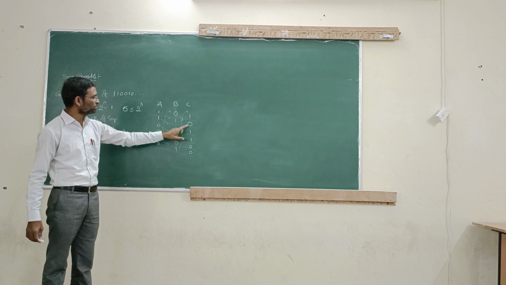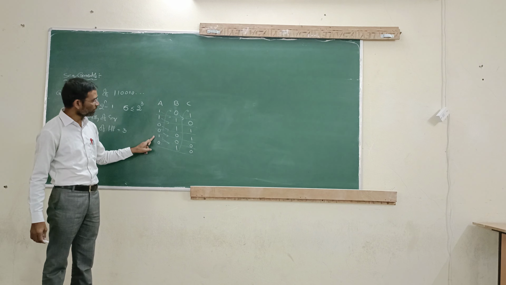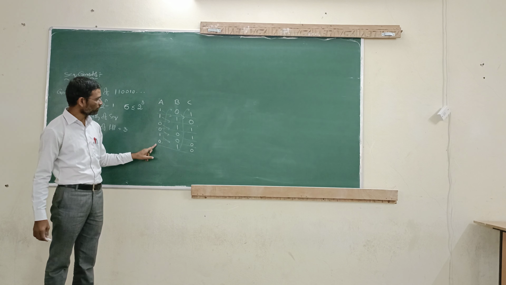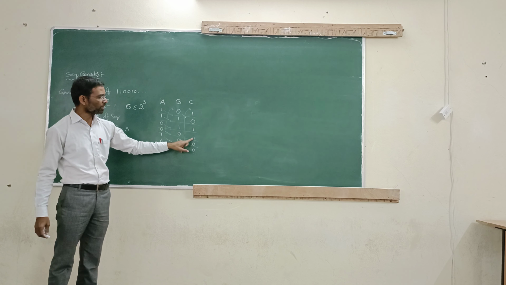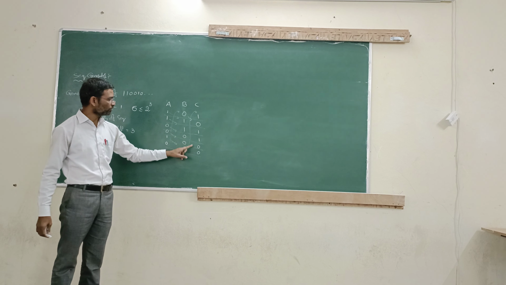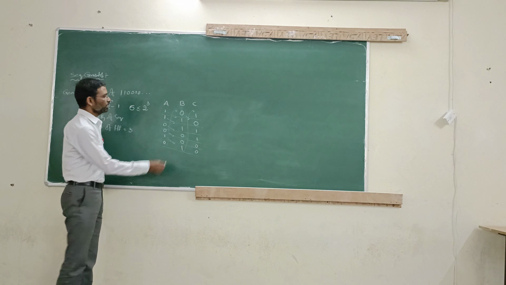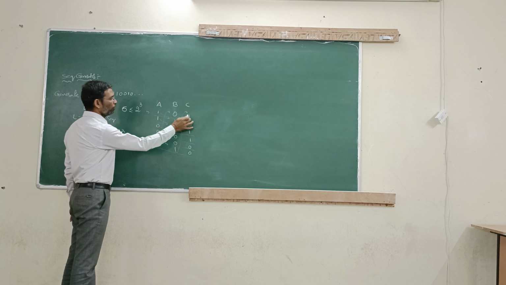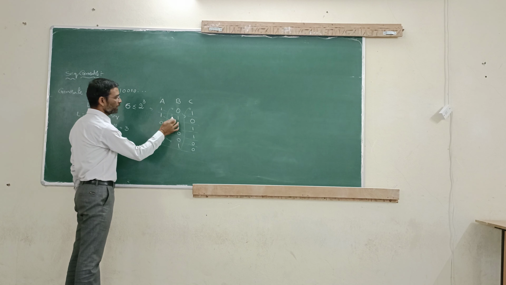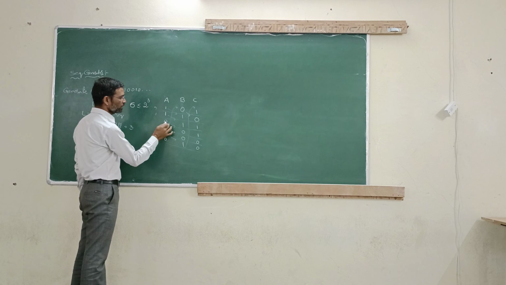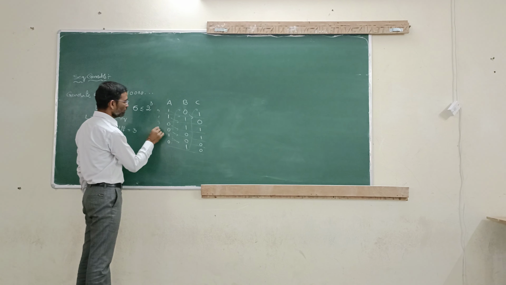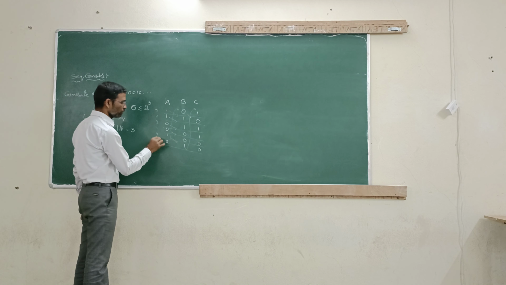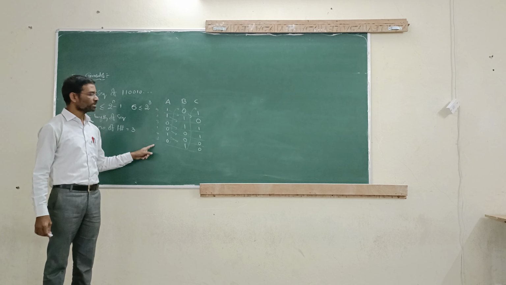Similarly, 110. Do we have any 110 elsewhere? No. Next 011. We don't have 011. Next one is 001. Don't have. Next one is 100. Or else you can do one thing. The value of this one here is equal to how much? 1, 2, 4. 4 plus 1, 5. Here it is equal to 6. Here it is equal to 3. Here it is equal to 1. Here it is equal to 4. Here it is equal to 2. So no number is repeated.